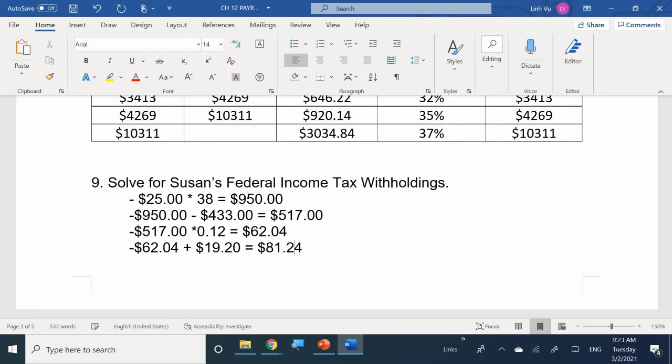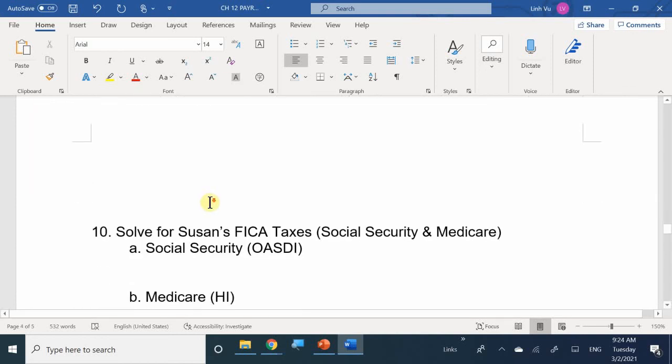$81.24. And since she didn't claim anybody, she has no dependents, so therefore step 4 is 0. Step 5, no additional withholdings. So that means she has to pay $81.24 in federal income tax withholdings. Okay. So now that she has the $81.24 here, let's go ahead and solve for the rest.